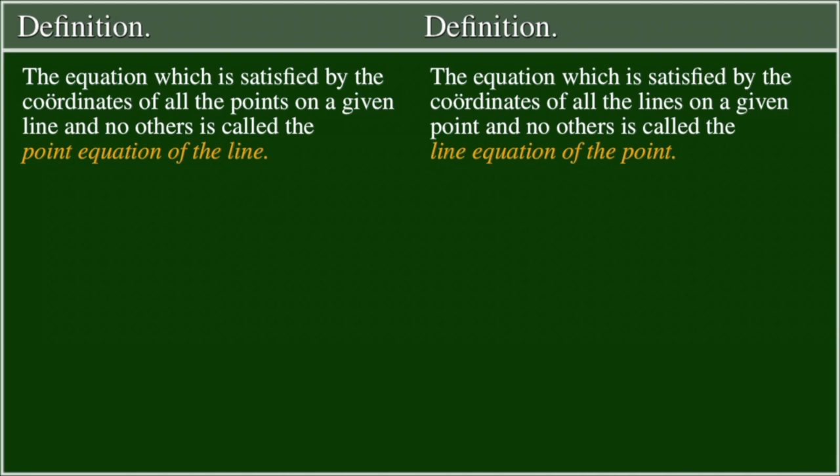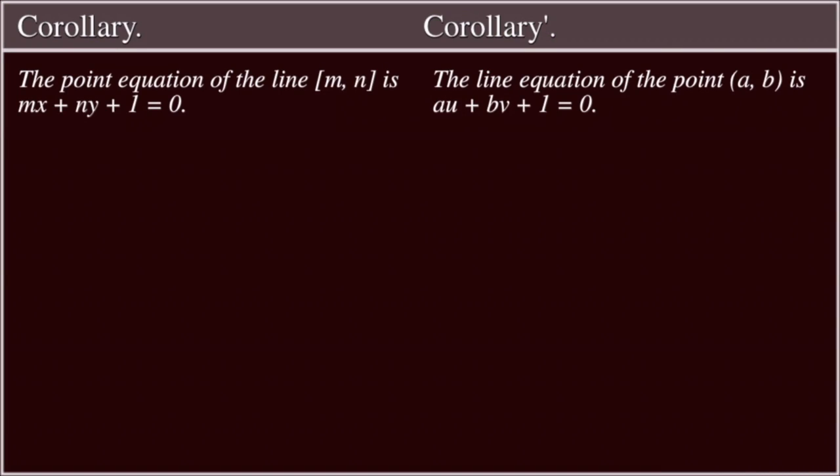Definition: the equation which is satisfied by the coordinates of all points on a given line and no others is called the point equation of the line. Definition: the equation which is satisfied by the coordinates of all the lines on a given point and no others is called the line equation of the point. Corollary 1. The point equation of the line MN is mx + ny + 1 = 0. Corollary 1 prime. The line equation of the point AB is AU + BV + 1 = 0.